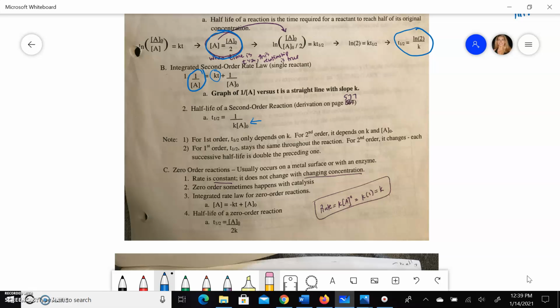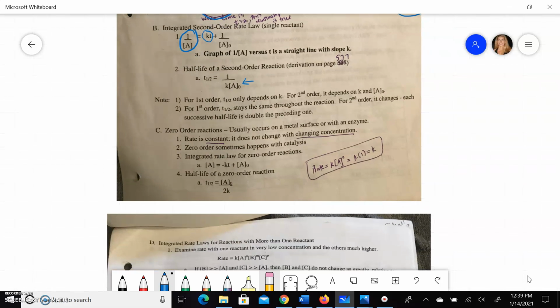And then the last order we're going to talk about is zero order. This doesn't happen very often. It's sometimes going to happen on a metal surface or with an enzyme. And for this one, the rate is constant. It does not change with changing concentration. And that is because of this down here that I wrote out. Notice that for zero order, you would have rate equal, this is the differential rate law, rate equals K times the concentration of A raised to the 0 power, but anything to the 0 power is just 1. So really K just equals the rate. So it's not going to change with the concentration.